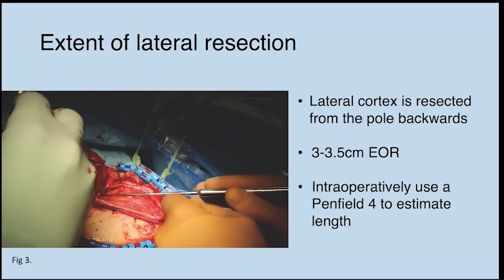In terms of the extent of the lateral resection, the temporal pole resection is limited to between 3 and 3.5 centimeters. When we apply this principle intraoperatively, we use a Penfield foredissector inserted anterolaterally until the tip touches the dura of the sphenoid wing. 3 centimeters posteriorly along the middle temporal gyrus is then approximated. To protect language, the superior temporal gyrus is spared.